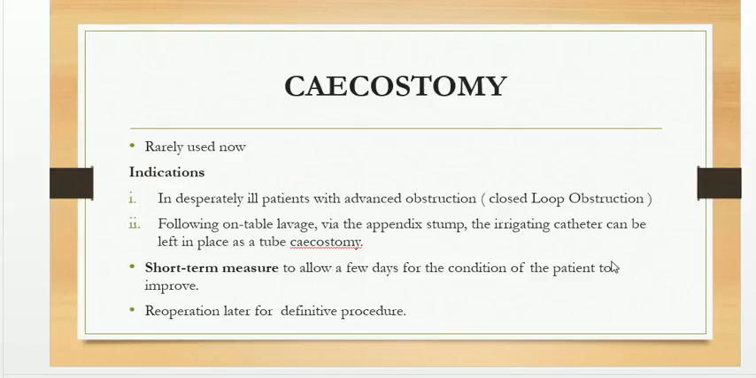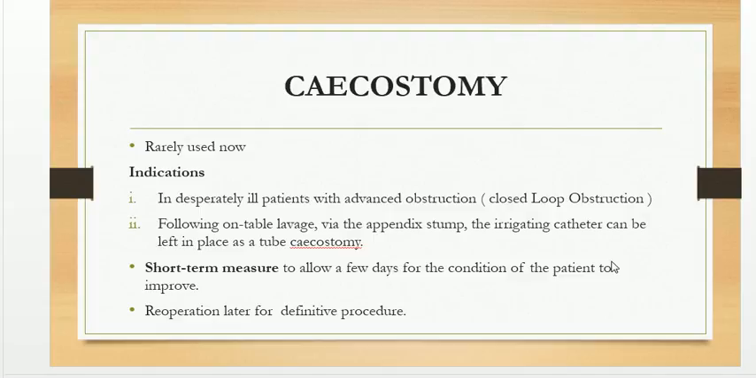Cecostomy is rarely done. That means the opening in the cecum, which is brought to the surface, is rarely used nowadays. An indication of cecostomy is in desperately ill patients with advanced obstruction, closed loop obstruction. This is one indication. Following on-table lavage via the appendix stump, the irrigating catheter can be left in place as a tube cecostomy. We do an appendicectomy.